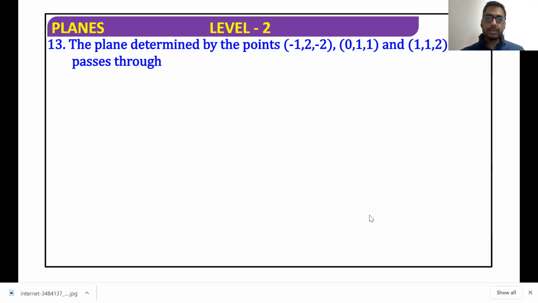Let's see the next question. The plane determined by these points. So 3 points are given. If 3 points are given to you, you can easily find the equation of a plane using your determinant format.